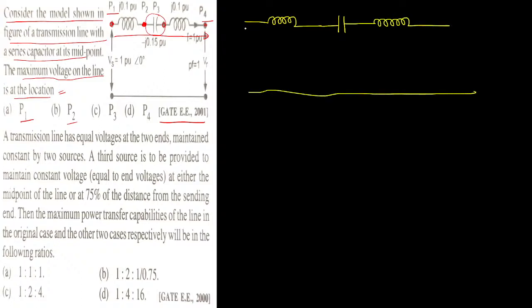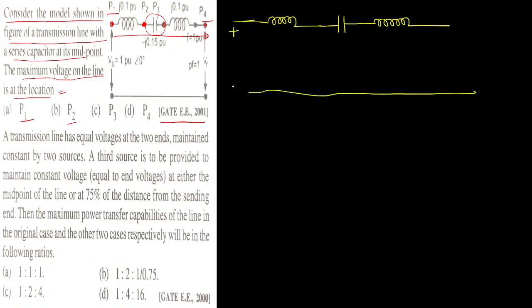Yes. Let me draw the network first here. So that is the given network: an impedance, then they have given the capacitor, and then one more inductor. So this is the given transmission line. Am I right, sir? Yes.